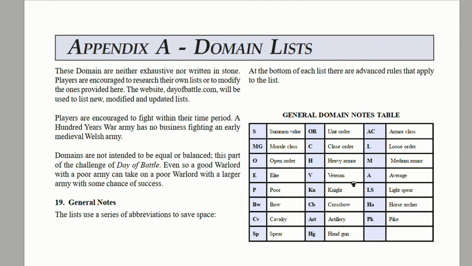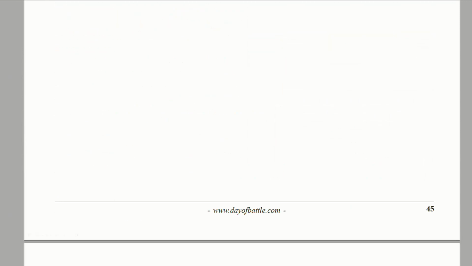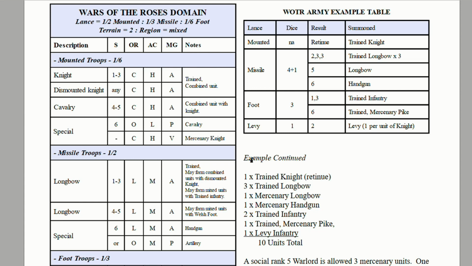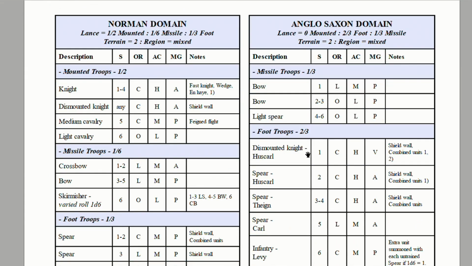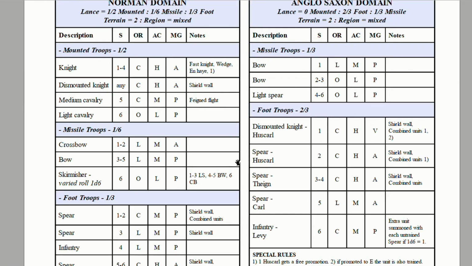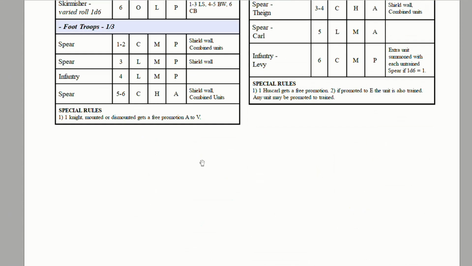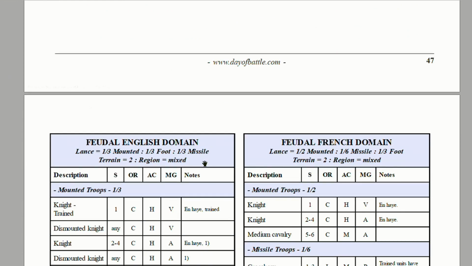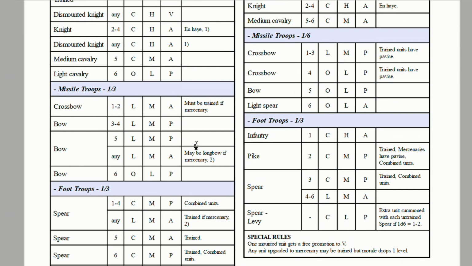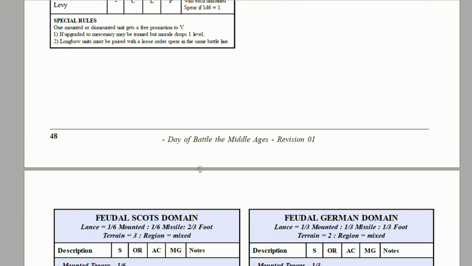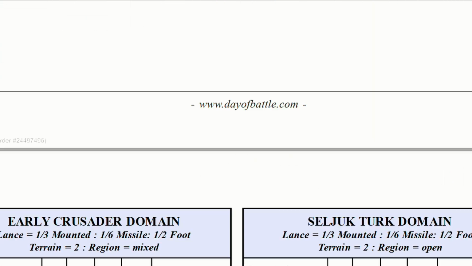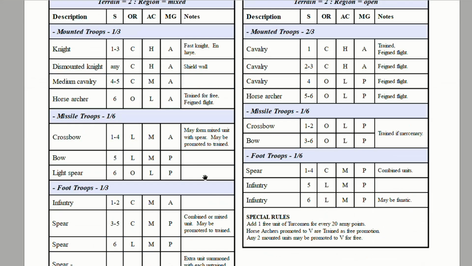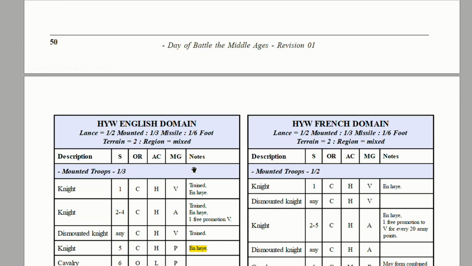Here's basically the notes. Here are the types of units, veteran, heavy armor, all the characteristics. And here you have the army lists, War of the Roses, with very detailed explanation. Norman and Anglo-Saxon domain, call it domain. This is where you get your army list from, your army list, your deployment. Feudal English, Feudal French, go a bit closer. Feudal Scots, Feudal German, Crusaders, Seljuk Turks, 100 Years War English, 100 Years War French.